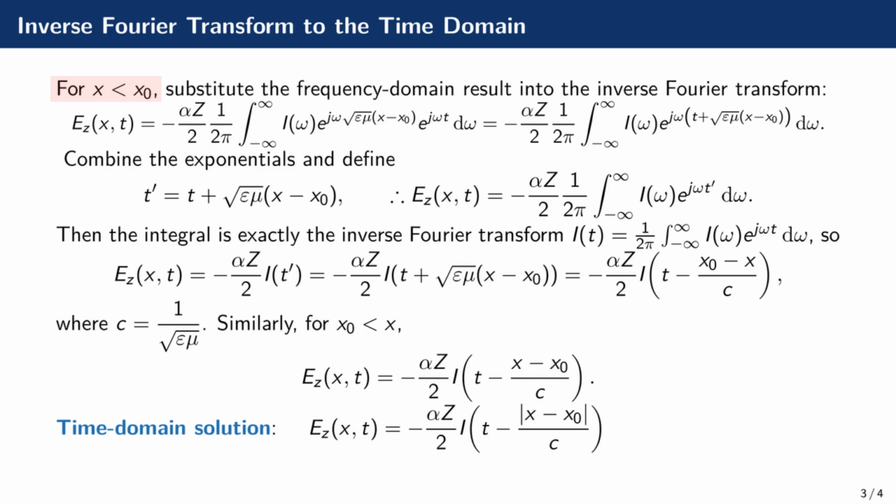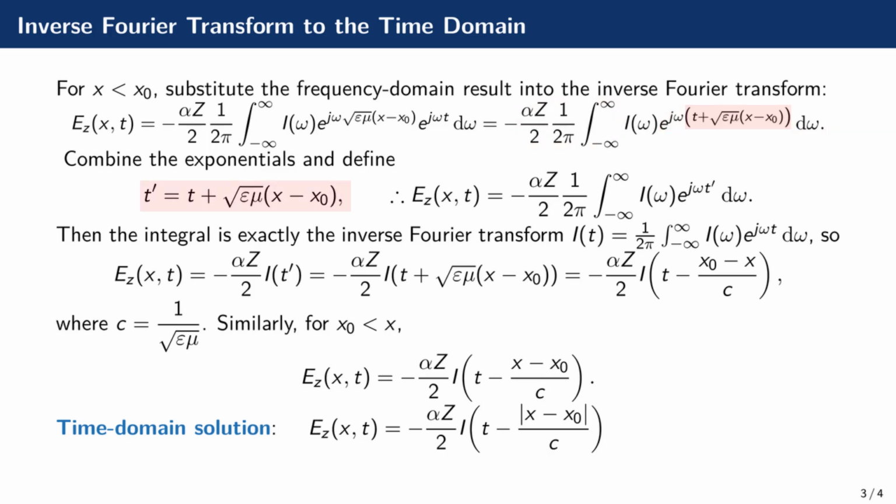First, consider the region x less than x0. We simply substitute the expression into the inverse Fourier transform formula. The current I is a function of omega because it is the Fourier transform of I of t. Also, k is equal to omega times square root of epsilon mu, so k is also a function of omega, and therefore it cannot be taken out of the integral. For the inverse transform, we multiply by 1 over 2 pi and exponential of j omega t, and integrate from minus infinity to infinity. Combining the exponential terms, we obtain this expression.